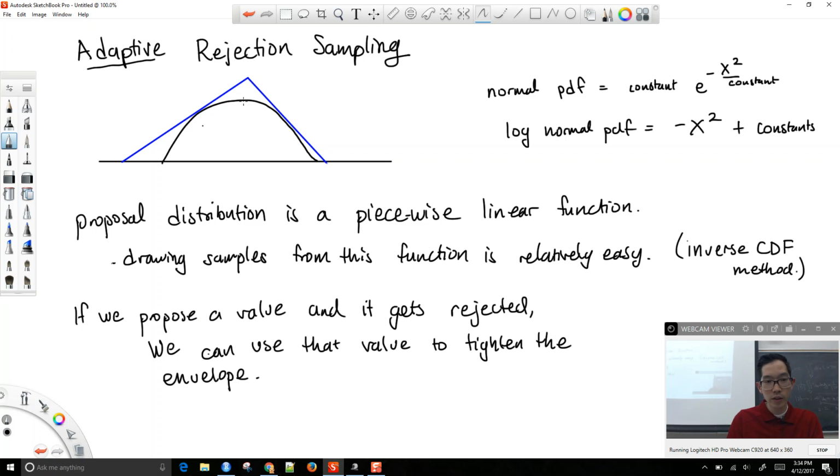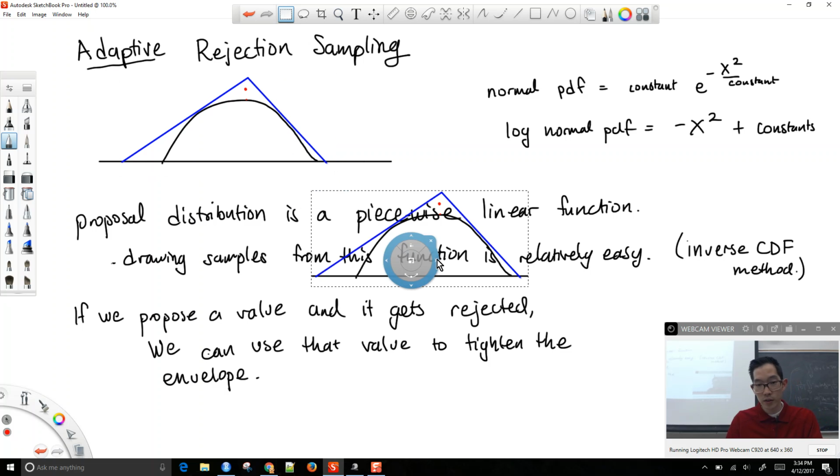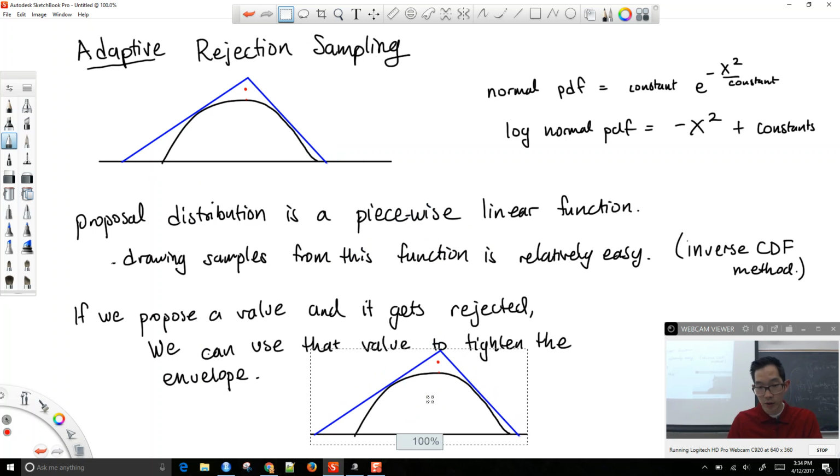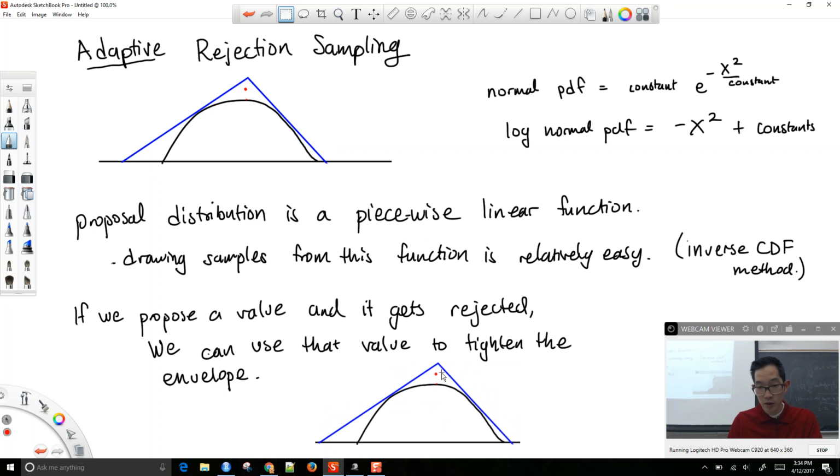So let's say I propose a value right here, okay? And so, because it's above the curve, it's going to get rejected. So what we do here is we say, okay, we're going to find this value here, and we'll find the line tangent to it, and we'll use that to adapt our envelope. Okay, so we say, this goes right here, and then we draw a line tangent to that.